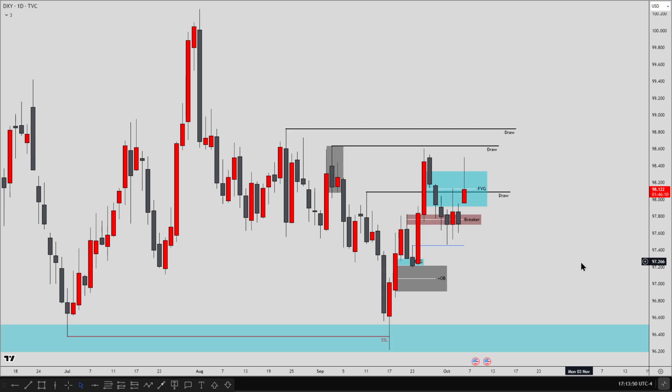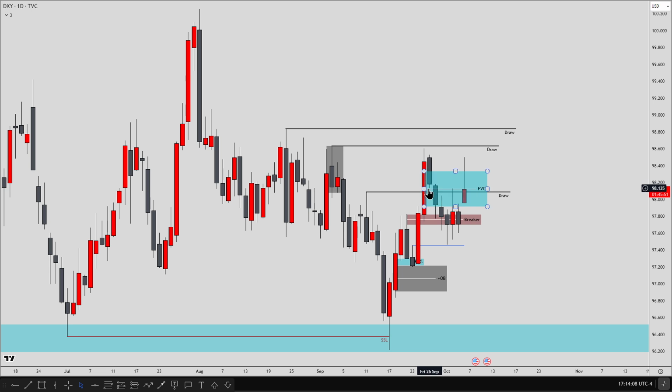Okay, now we're looking at the dollar index. We've been calling this to go higher in the round table for like a week and a half now, and although it retraced quite deep, which we were allowing for because we still had the breaker block, we still had the fair value gap, this was all perfectly allowed for, plus this bullish order block, it was just not ideal.